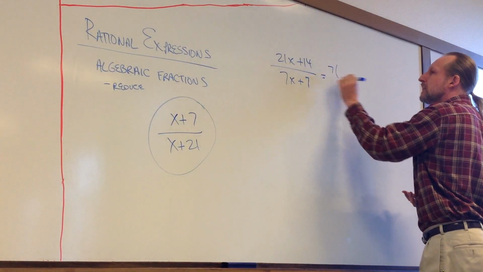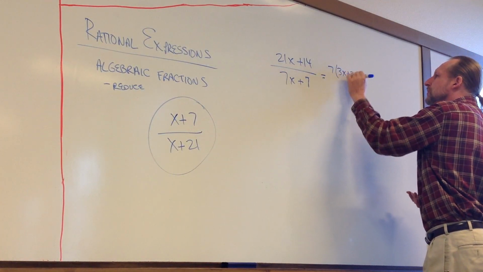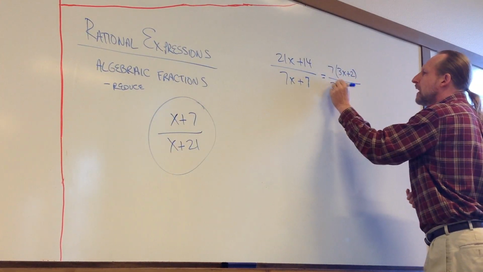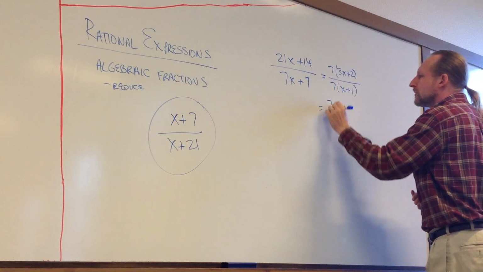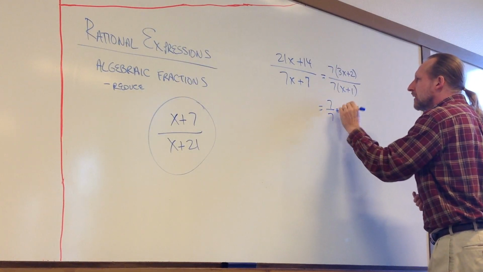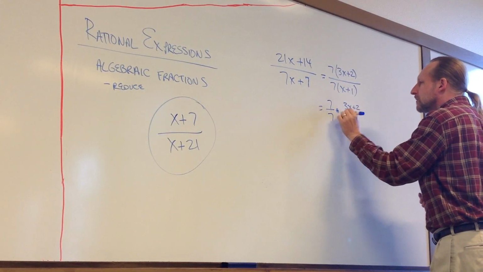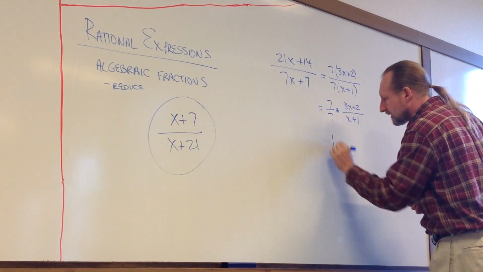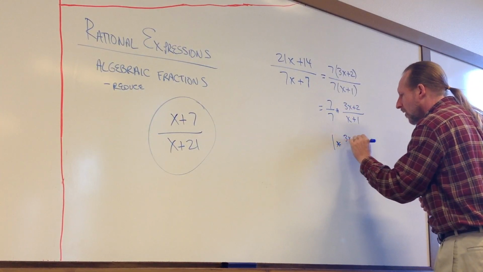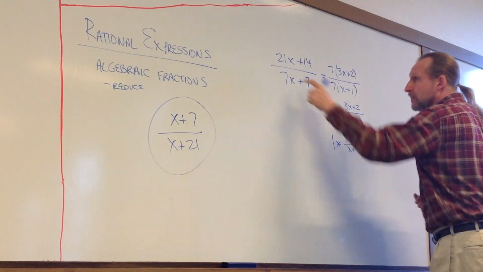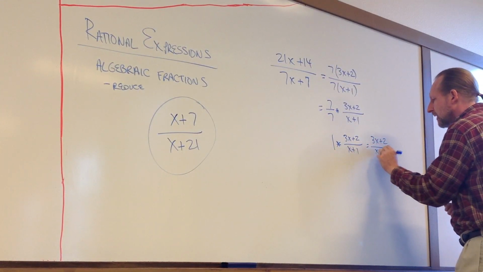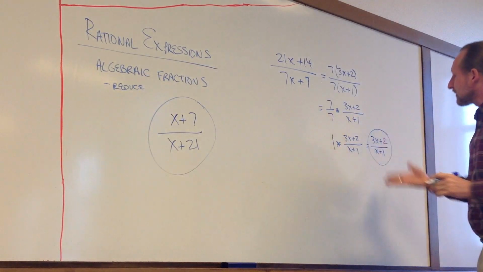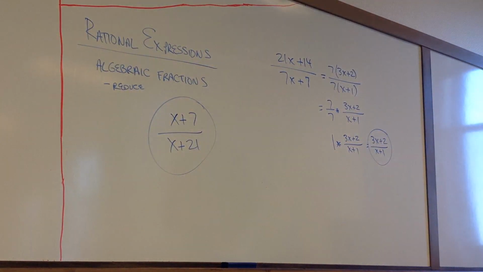So on top we get 7 times 3x plus 2. On the bottom, 7 times x plus 1. We can just cross out those 7's, but I'm going to write this out the long way just to make the point that this is equivalent to 1. So that this fraction right here actually does reduce, and in lowest terms, it'll be 3x plus 2 over x plus 1, and then that's lowest terms for that fraction.